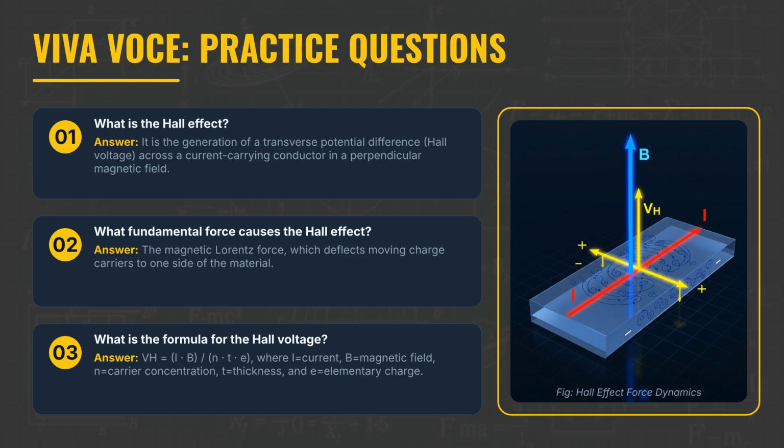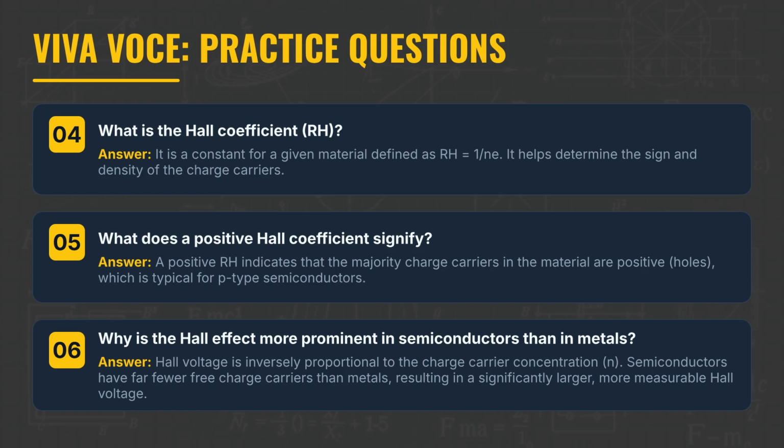Here are some core concepts. The Hall effect is the transverse potential difference across a current-carrying conductor in a perpendicular magnetic field. It is caused by the magnetic Lorentz force. The Hall voltage formula is current times magnetic field divided by carrier concentration, thickness, and elementary charge. The Hall coefficient, RH, is defined as 1 over n times e and determines the sign and density of charge carriers. A positive RH means the majority carriers are holes, typical for p-type semiconductors.